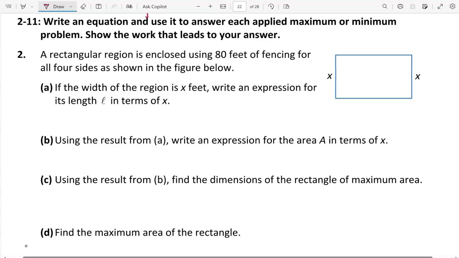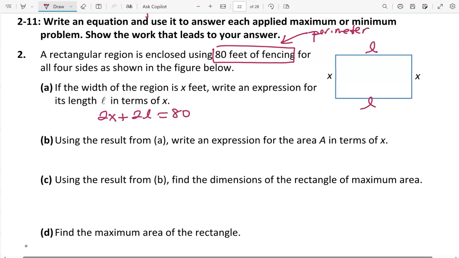We have a rectangular region in number 2 that's enclosed using 80 feet of fencing. When we talk about fencing, that's going to go around the perimeter of a figure, in this case a rectangle. So if the width of the region is x feet, we want to write an expression for L, the length, in terms of x. Since we have 80 feet of fencing, that means that 2x plus 2L will equal 80.